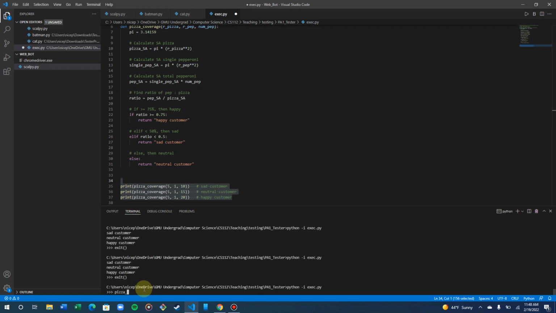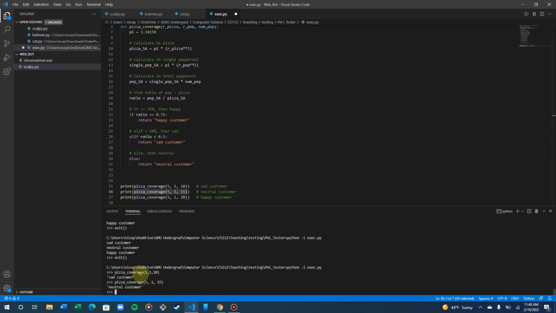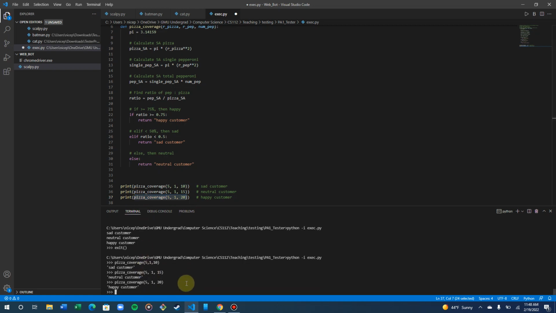So pizza coverage 5, 1, 10. Hit enter, and it's add customer, giving the expected output. I'm actually just going to copy and paste these because I type slowly today. So again, if I type that, it gives me neutral customer, and as you can see, it's returning a string. It also shows the type of value it's returning, and I continue here, happy customer. So it's the same thing.